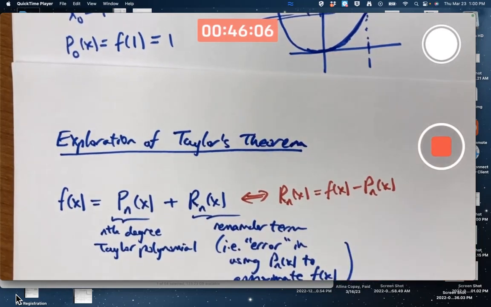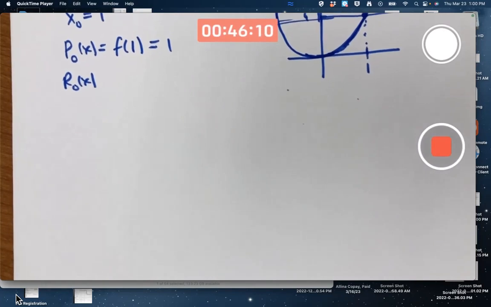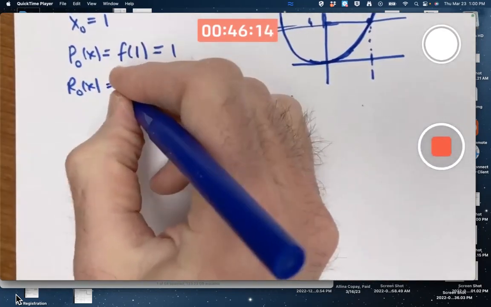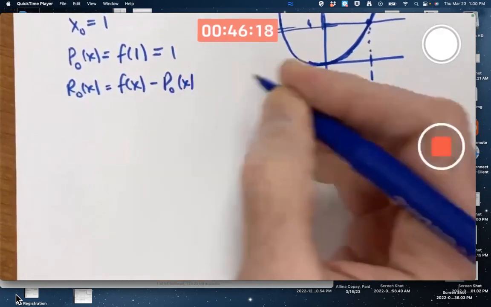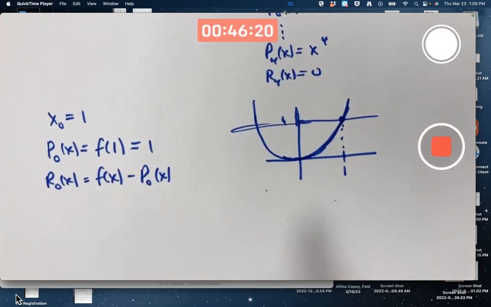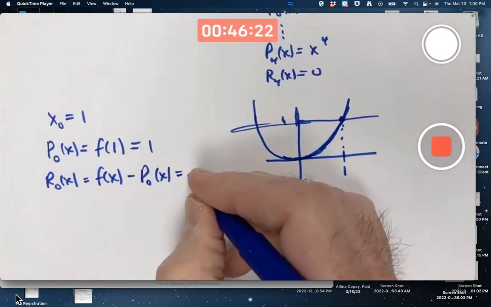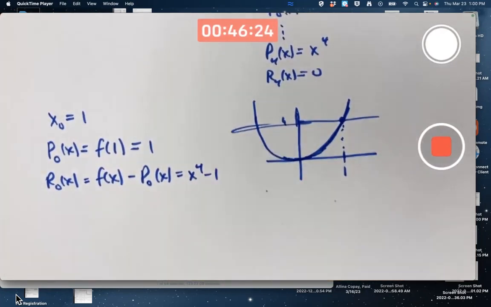Rn of X is like an error. I can't always think that way if I want. So R0 of X is the actual function minus the approximation. So in this case, for this example, that is X to the fourth minus 1.